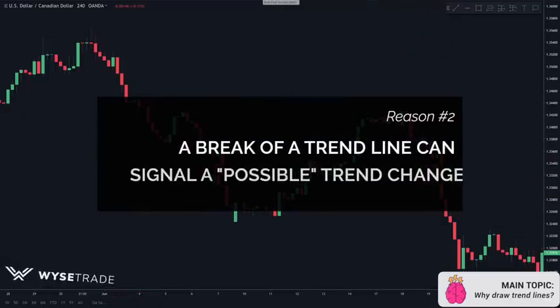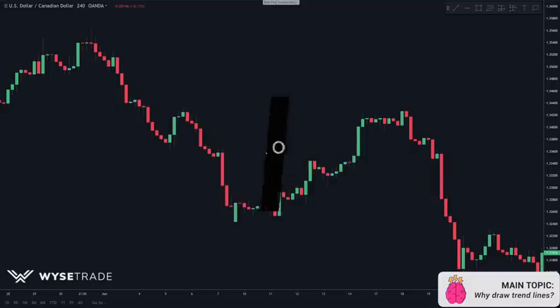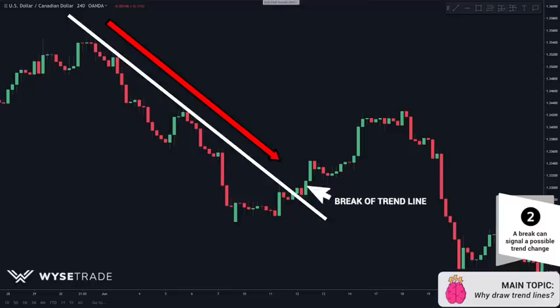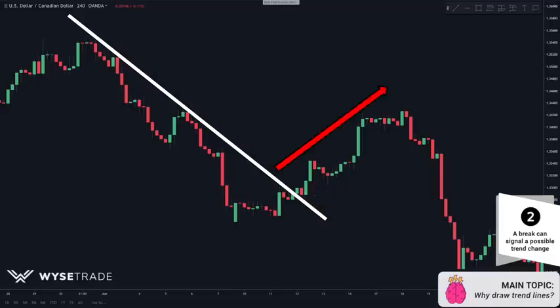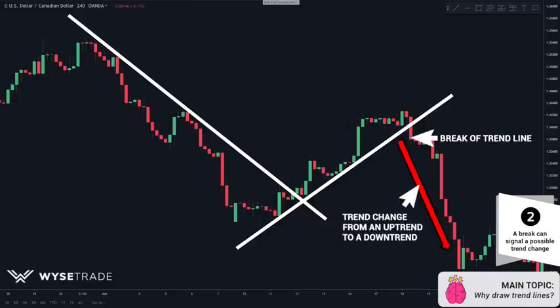Now the second reason we draw trend lines is because a break of a trend line can signal a possible trend change. So in a downtrend, we have our trend line placed above the trend. When price breaks this trend line, it can signal a possible trend change to an uptrend. Now, vice versa. In this moving uptrend, we have our trend line placed below the trend, and when price breaks this trend line, it can signal a possible trend change to a downtrend.